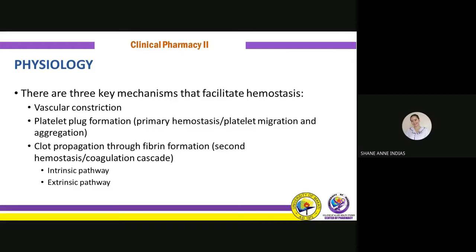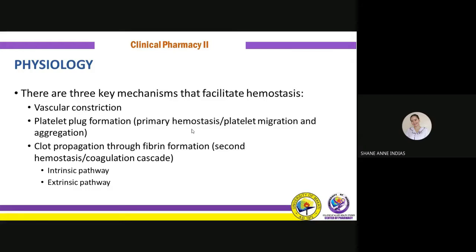And yung next mechanism is yung primary platelet plug, also called primary hemostasis or platelet migration and aggregation. Dito naman sa step na to, yung nangyayari yung accumulation ng platelets that can seal up a small vascular injury. And lastly is yung clot propagation through fibrin formation, also called the secondary hemostasis or yung coagulation cascade. So, dito tayo mas magdodwell kasi dito involved si factor 8 and factor 9 na deficient sa hemophilia A and hemophilia B.